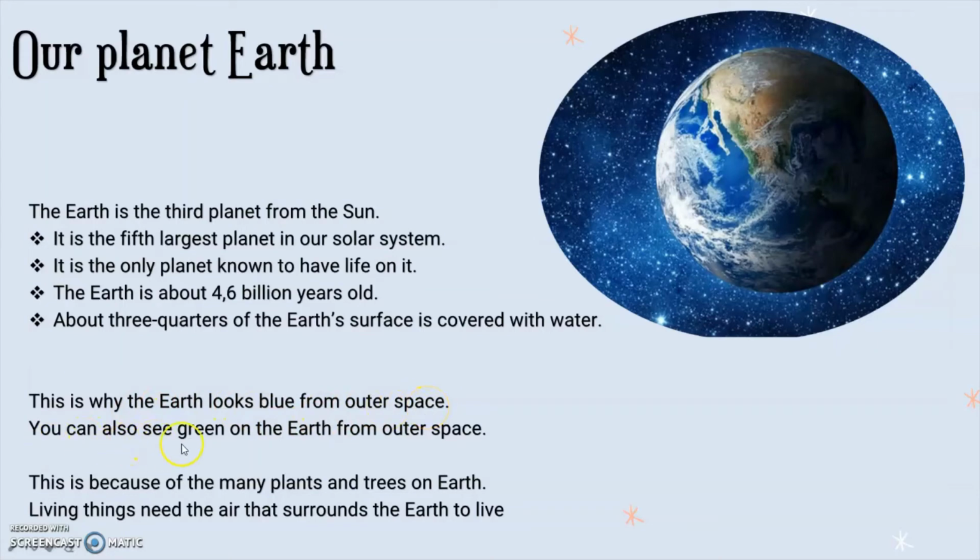You can also see green on the Earth from outer space. This is because of the many plants and trees on Earth. You can see the color green or blue because we live near the water, and then the green comes from plants and trees. Living things need the air that surrounds the Earth to live.